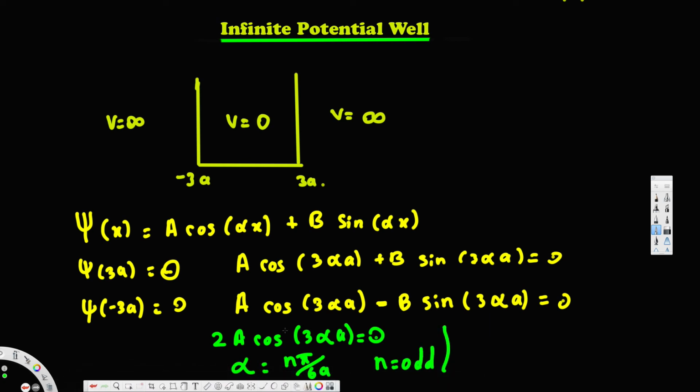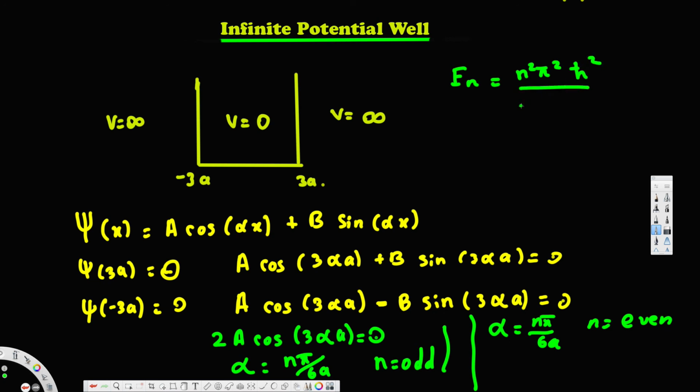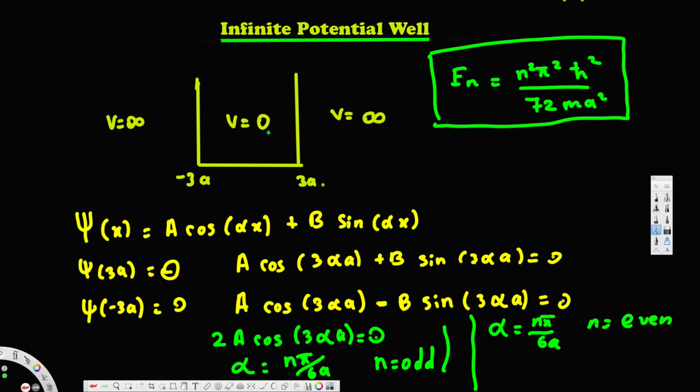Now when you subtract, you will get the equation for the sine function, where alpha is equal to n pi over 6a, but here n has to be an even number in order to get 0. These are the two things we will get, and finally we will use this alpha to create an equation for energy. When you find the energy you will get an equation like this: En is equal to n squared pi squared h bar squared divided by 72 m a squared, and that's going to be the final derivation of the energy level equation for this particular infinite potential well.